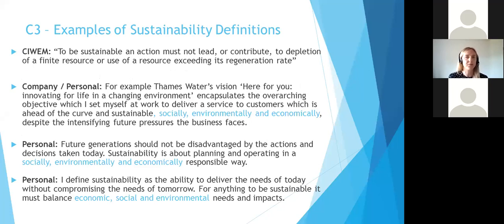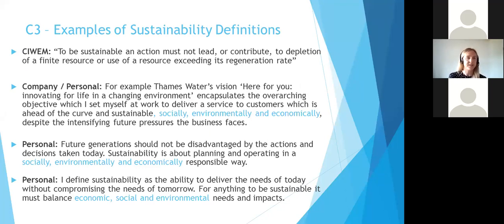Starting off with definition, this should be up front at the start of your response to this competency. There are a range of places you can look for examples of sustainability definitions. As this is an application to CIWEM for your chartership, quoting the CIWEM definition and having an understanding of it is a really good place to start.